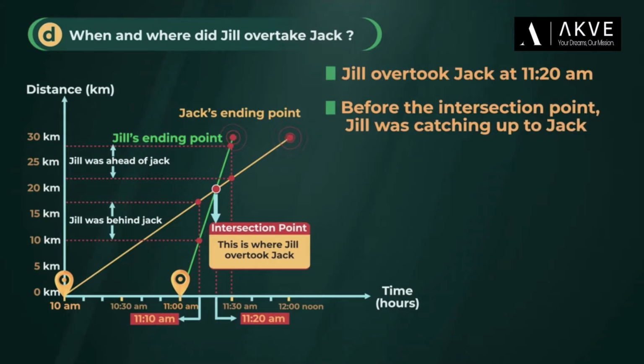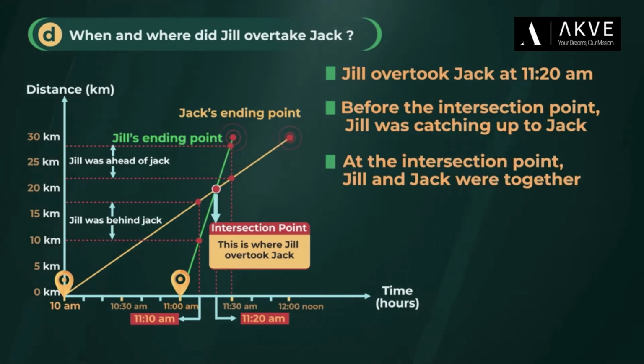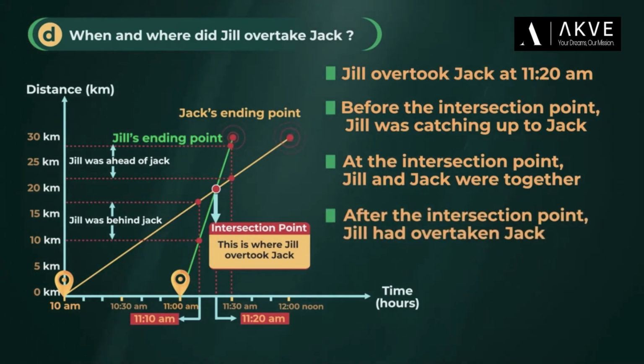So this means that before the intersection happened, Jill was catching up to Jack. At exactly the intersection point, which is at 11:20 am, both Jack and Jill had covered the same distance of 20 kilometers and were together. And the next moment after that, Jill had overtaken Jack. So we can say that at 11:20 am, when both of them had covered a distance of 20 kilometers, Jill overtook Jack.